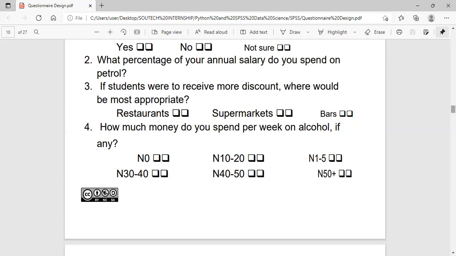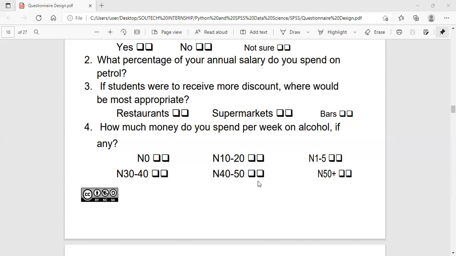But there is a problem. Take a look at option 4 and option 5. There is 30 to 40, and there's also 40 to 50. So if I were spending 40 naira on alcohol, which box am I going to check? This is a multiple choice question, not a multiple answer question, meaning I have to pick one. But then I have 2 places, so I have to pick one.